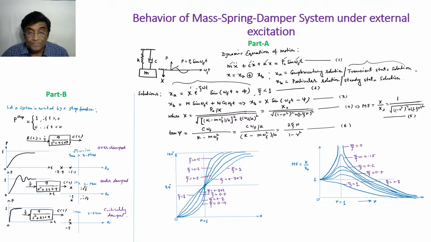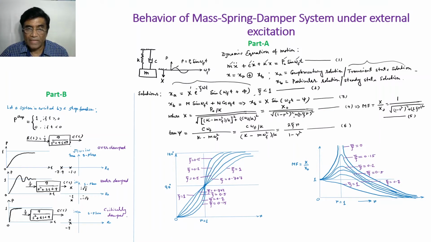I wanted to express everything in terms of r and zeta. So this is very interesting. You can just put them in terms of r and zeta. So this is x naught, and then 1 minus m by k, so omega squared, that is r. R is omega by omega f, right? So this is the frequency ratio. This is a dimensionless parameter, and zeta is a dimensionless parameter.